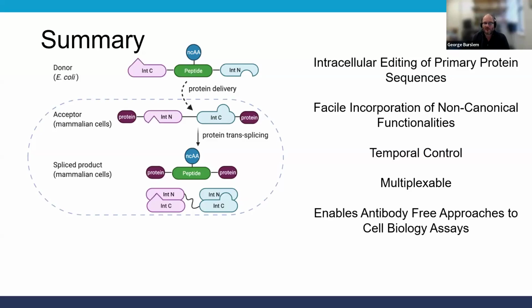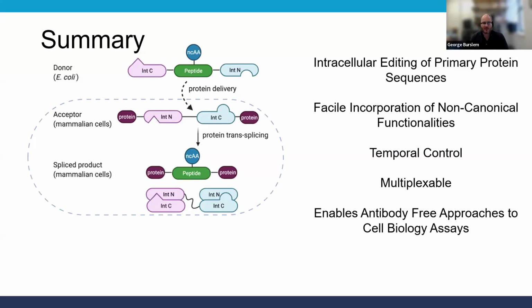It's multiplexable in a variety of ways, in that we can use the same donor for multiple cell lines. We can use the same GCE donor for multiple labels, and we could use the same cell line to incorporate multiple different modifications to the peptide backbone. And we hope that it's going to enable antibody-free approaches to cell biology assays.